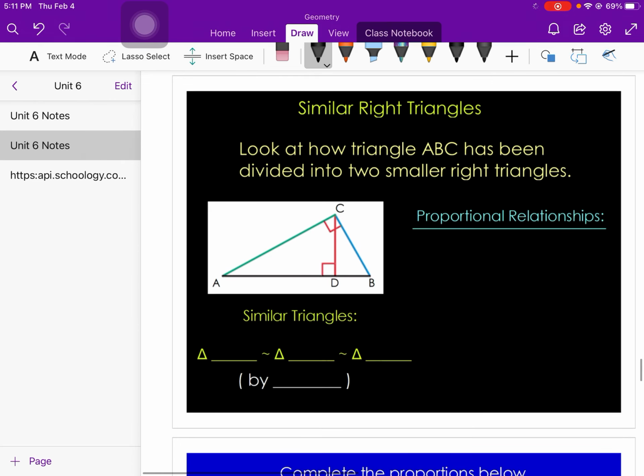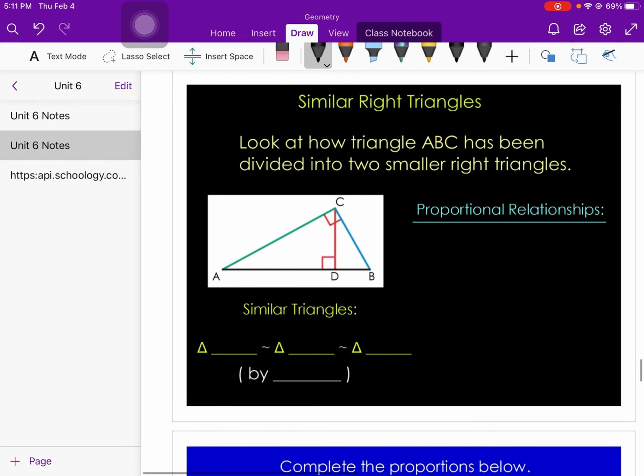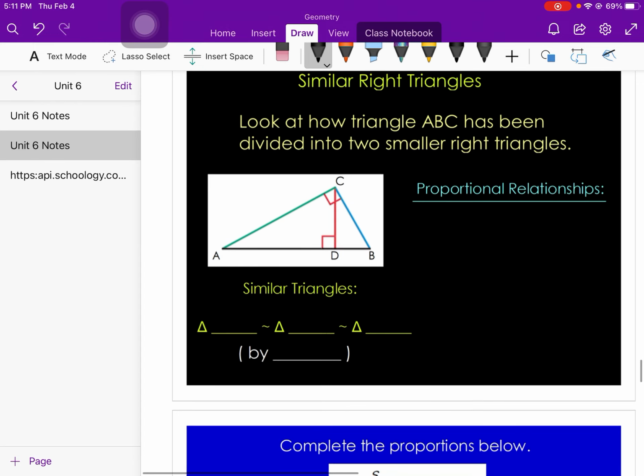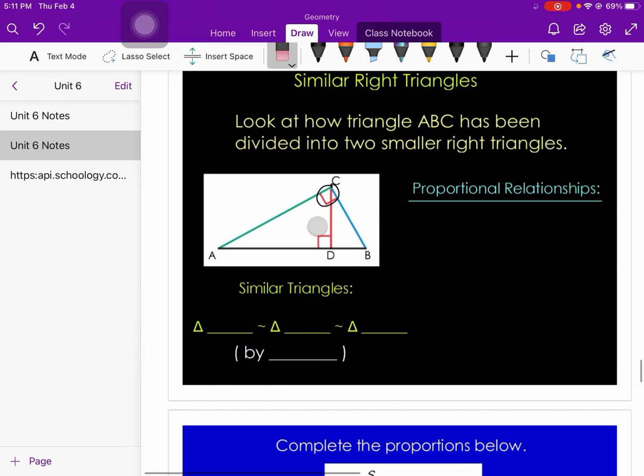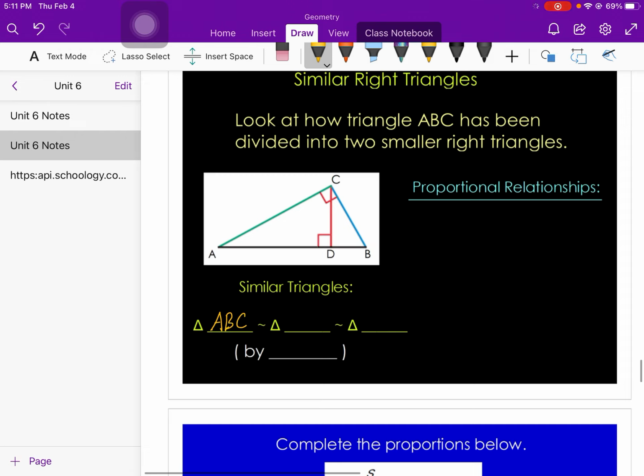All right. Now, similar right triangles, we want to look at how the triangle ABC has been divided into two smaller right triangles. Basically, this is going to be the setup every time. You're going to have the exact same diagram. Notice we have a right angle here, a right angle here, and technically the one right next to it would be another right angle. So there's three right angles that are visible, and there's actually three triangles here. We have the big triangle, which is ABC. I'll just outline it here. This one.